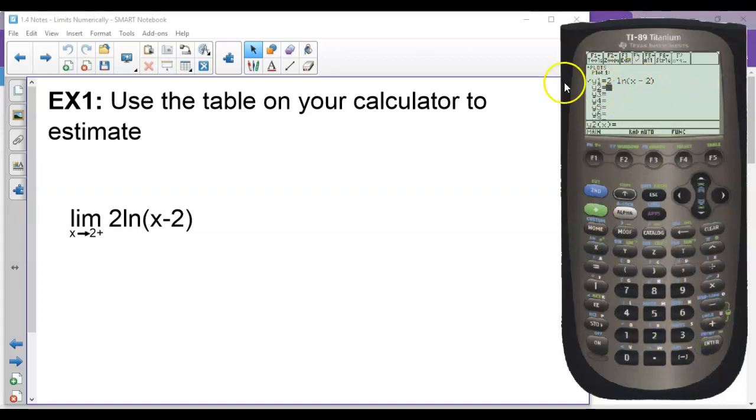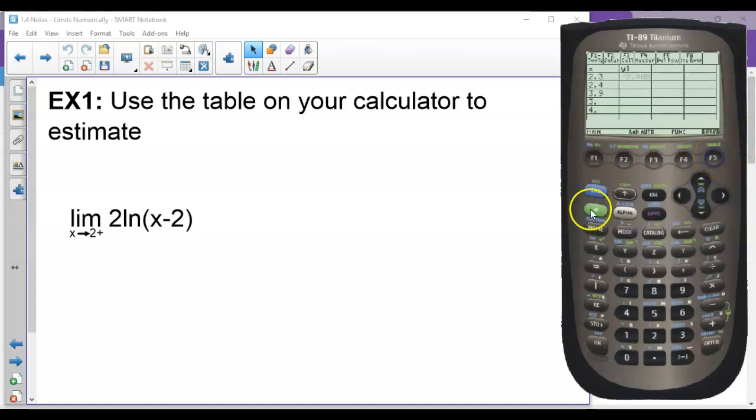We're going to type in that equation. And what I'm looking for is the limit as x approaches 2 from the right. So I need to go to the table. So green button, F5, that takes us to the table. And I've already got it set on ask. And I want to see what happens as we approach 2 from the right.